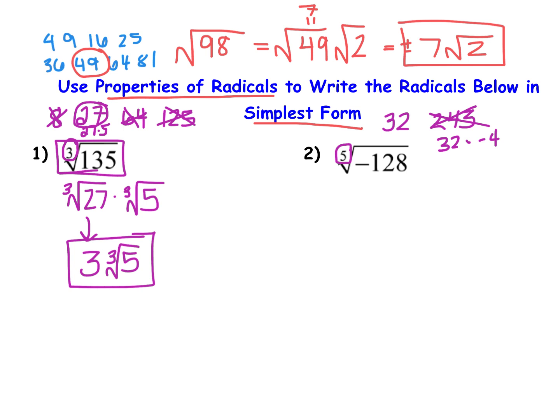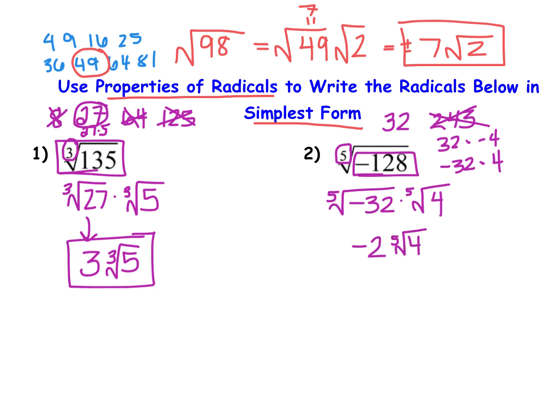I like to actually remove the negative as I perform the root if I can, so I'm going to flip this around and do negative 32 times 4. Now, because I found a product, I can rewrite this as the fifth root of negative 32 times the fifth root of 4, because negative 32 times 4 is negative 128. I'm just using the product property here to split it up into a product of two things that multiply to be negative 128. From here, the fifth root of negative 32 is negative 2. This one stays, and I have my final simplified form.